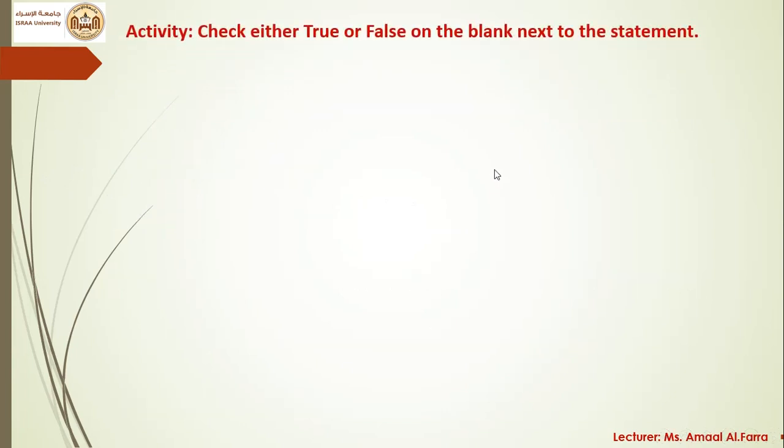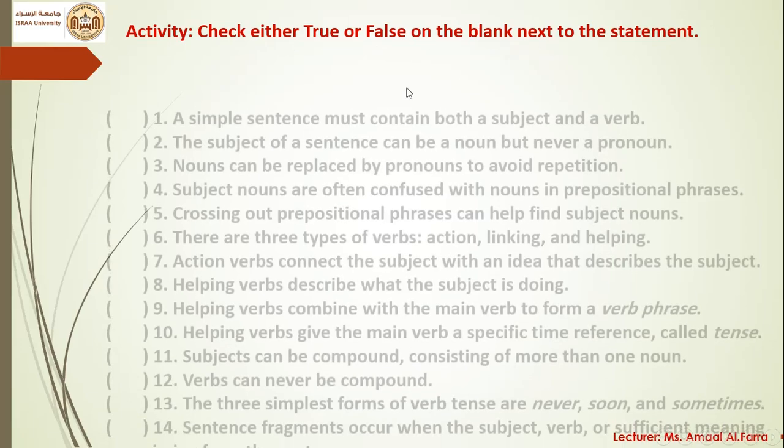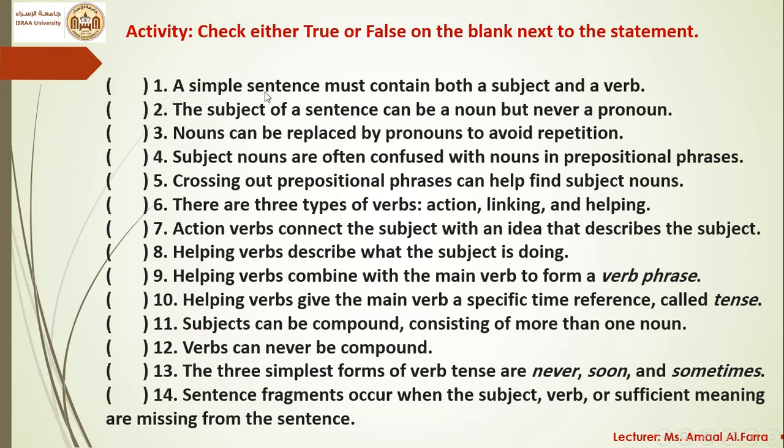Okay, now we are going to have an activity, and this activity is for the 2 videos. For the whole lecture, discuss what you learned in the 2 videos in the third lecture. Activity: check either true or false on the blank next to the statement. 1. A simple sentence must contain both a subject and a verb. 2. The subject of a sentence can be a noun but never a pronoun.